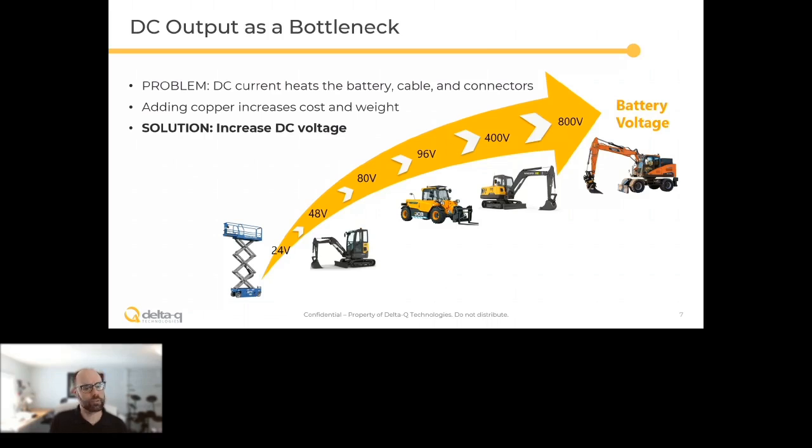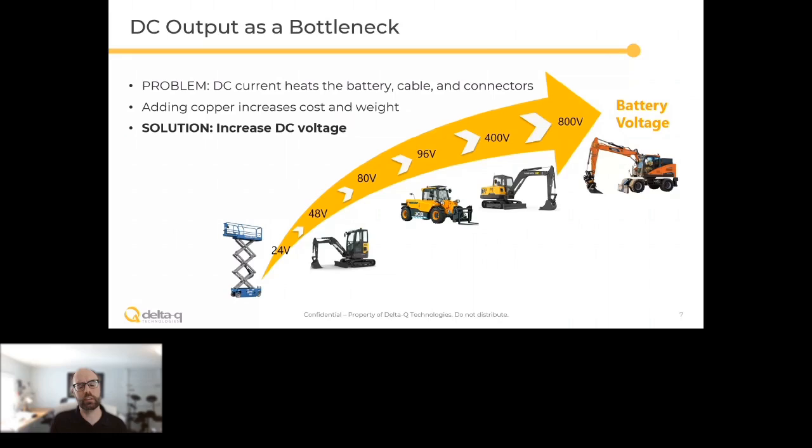But at a certain point, you'll want to increase DC voltage. So in the industrial space, that usually starts at 24 volts, 36 volts for smaller class 3 forklifts and so on, up to 48 volts, 80 and 96. These are the traditional lead acid battery voltages, but there are lithium batteries also operating in that space. And then there's a huge jump from about 100 volts to 400 and 800 volt, really not much in between, as you start to need, in particular, faster DC fast charging.